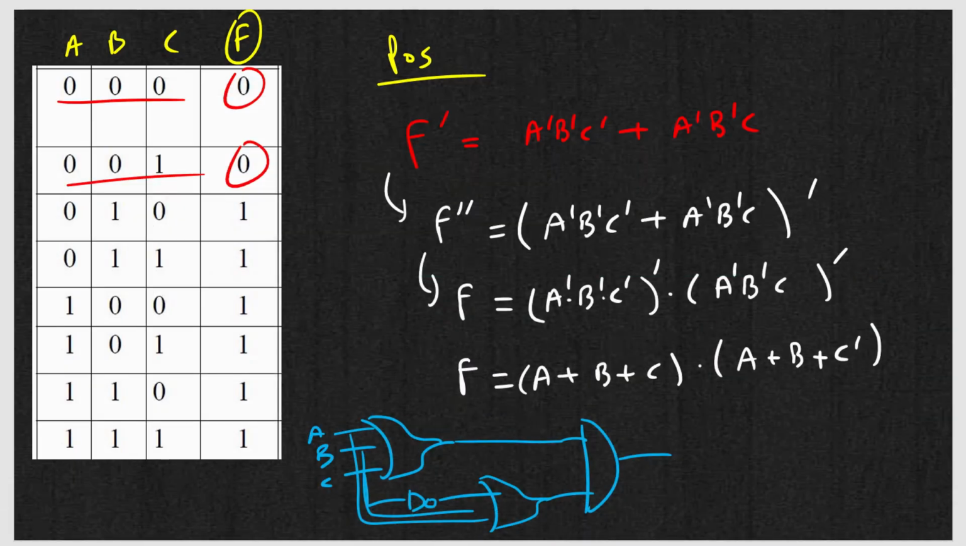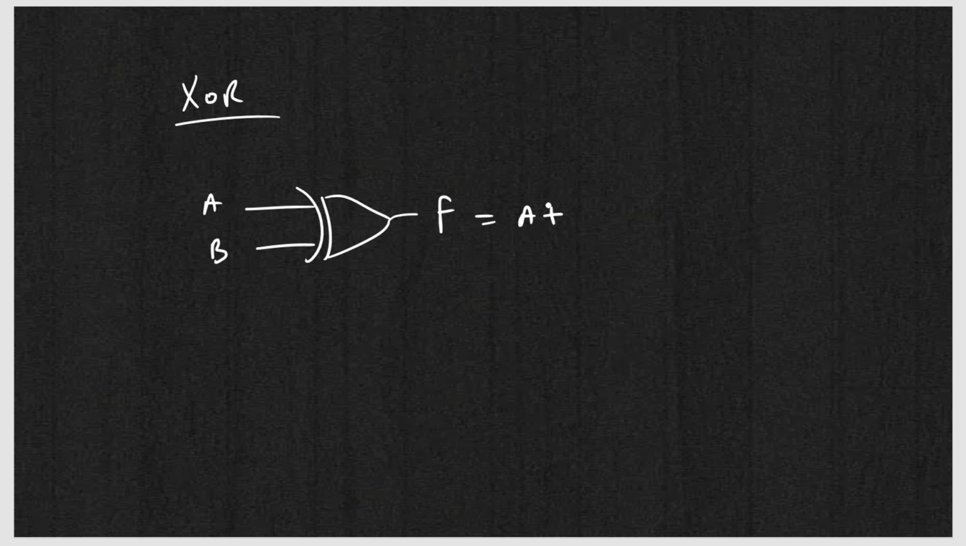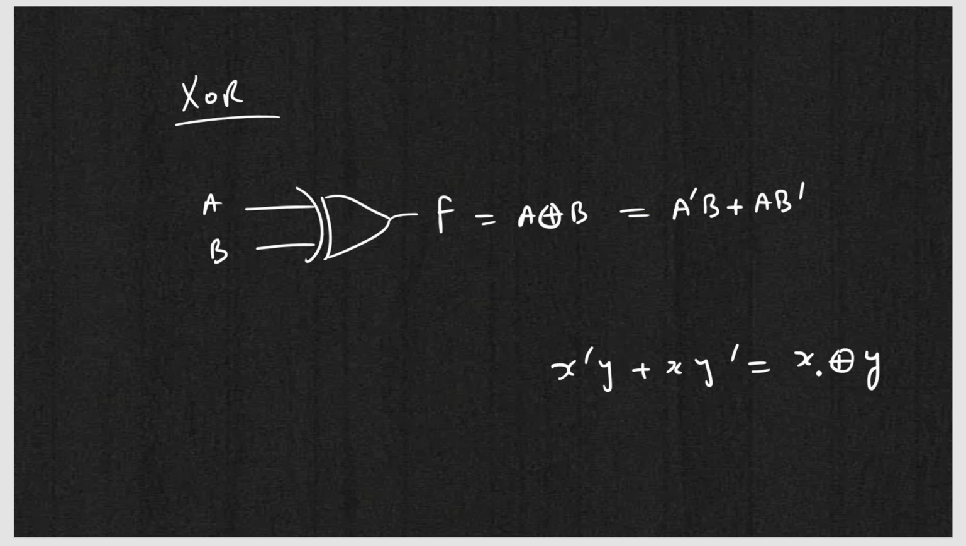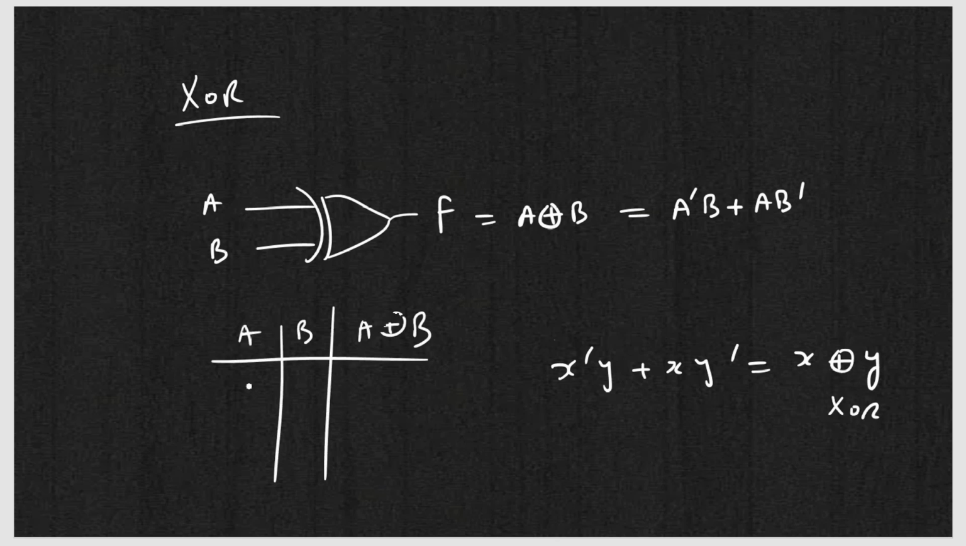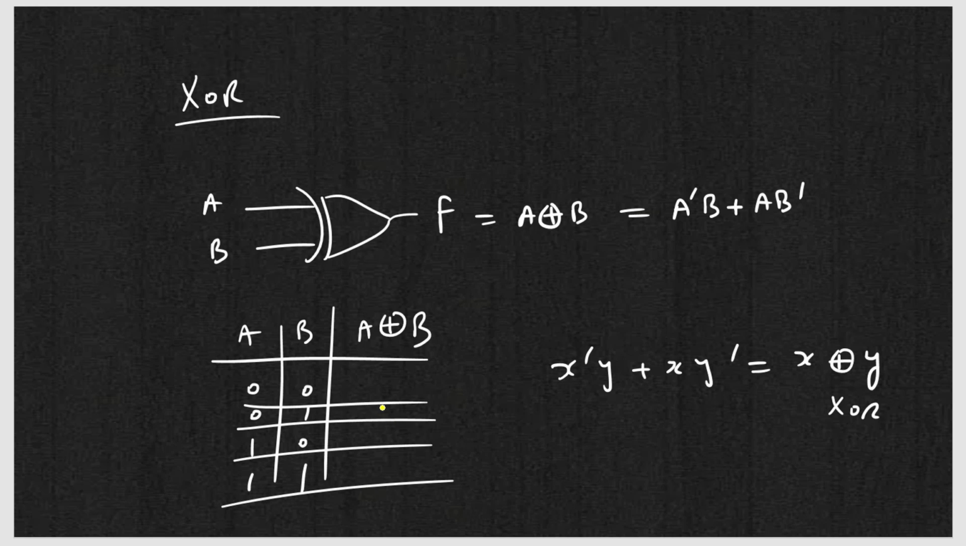For the XOR, I want you to memorize this because I've seen it over and over again. If you have A and B, the A XOR B is also A prime B plus A B prime. So if I say X prime Y plus X Y prime, you say, okay, it's X XOR Y, right? 0, 0, 1, 1, 0, 1, 0, 1. It's 1 only when A and B are complements, and it's 0 otherwise.